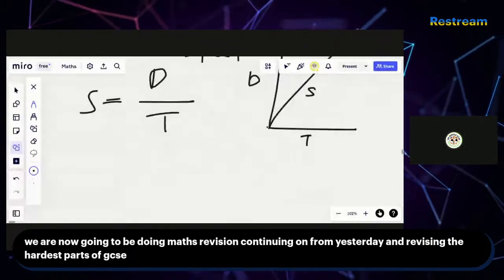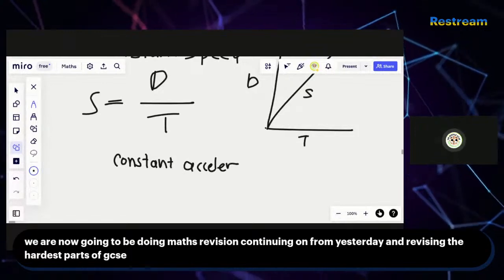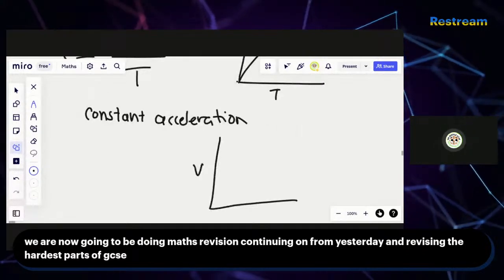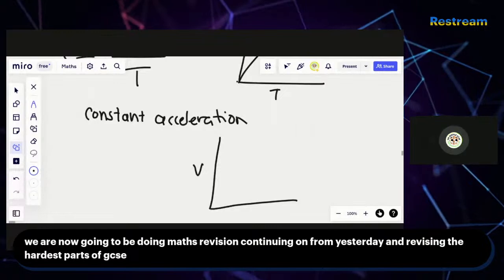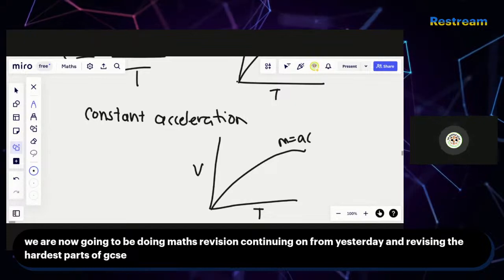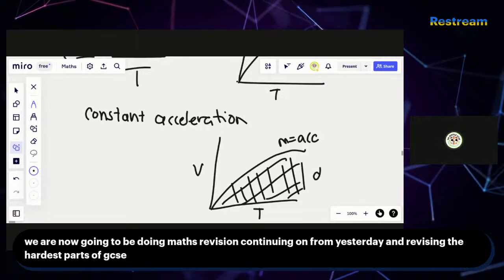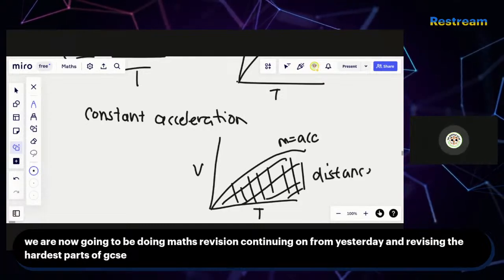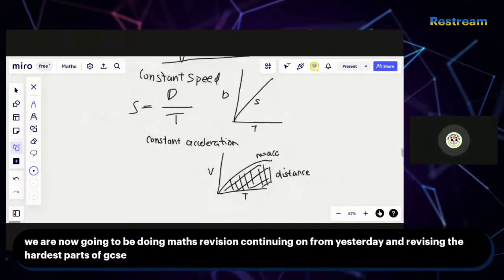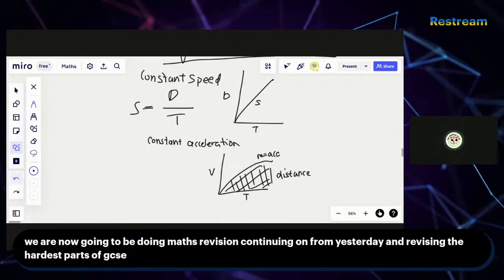So when we have constant acceleration, then we have some more things. We have a graph which has velocity and time, it has a curve, we know the gradient is acceleration, and that the area underneath is equal to the distance. Therefore, the equation to find the constant acceleration will have a lot more things in it. So that's what we call the Suvat equations.